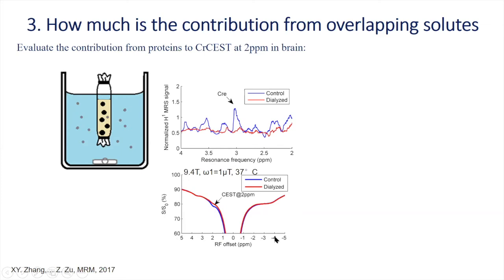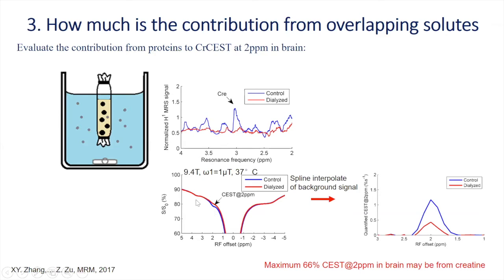And this is a CEST experiment, the Z spectrum on the dialysed tissue homogenate, the red line, and the control tissue homogenate, the blue line. We can find that at 2 ppm, the CEST signal decreased greatly after dialysis. So this change could be due to the creatine. And we have quantified this effect by interpolation of the background signal, and then we get this quantified CEST signal. So we found that maximum 66% of CEST signal at 2 ppm in brain may be from creatine.